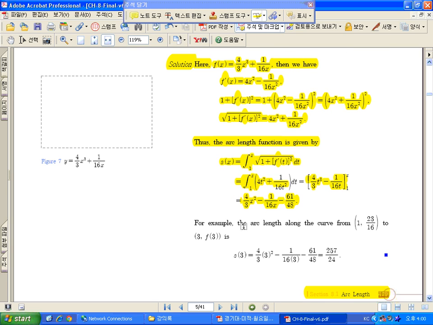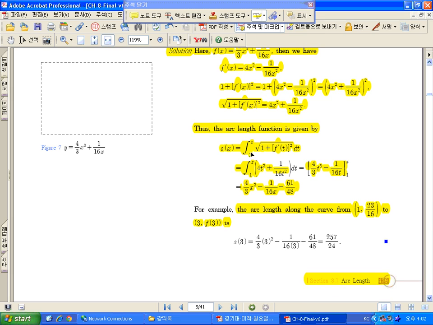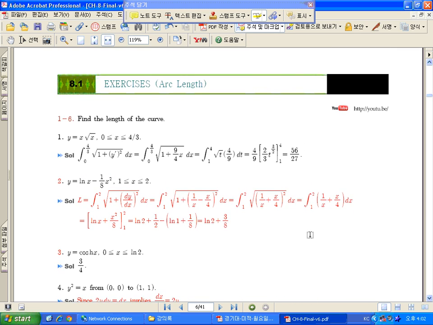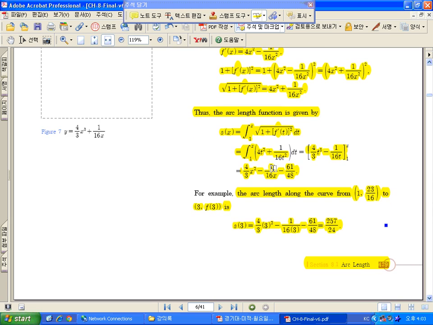With this, if we want to find the arc length along the curve from this point to this point, note that s of x was defined from 1 to x. So all we have to do is find s of 3, which is the integral from 1 to 3 of this, exactly the line integral to find the arc length of this function f of x. So s of 3 can be easily computed to be 257 over 24.